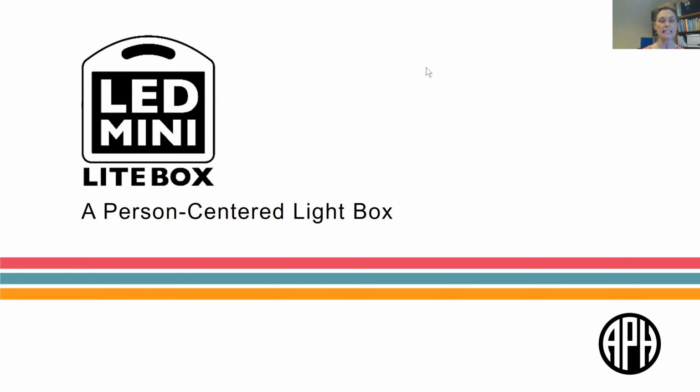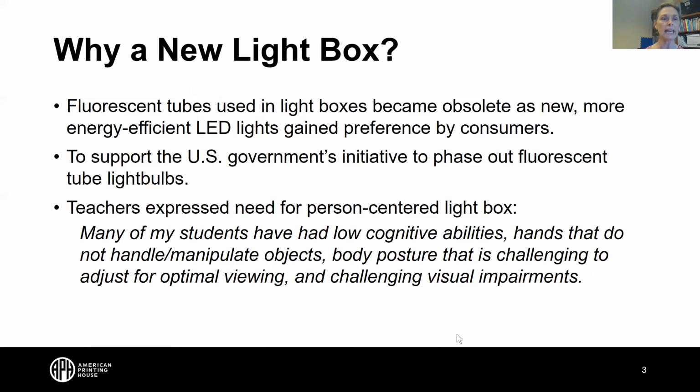Okay, so this is the LED Mini-Lite Box and it is a person-centered light box. And so why did APH create a new light box when we had a perfectly good working Mini-Lite Box, which people loved?